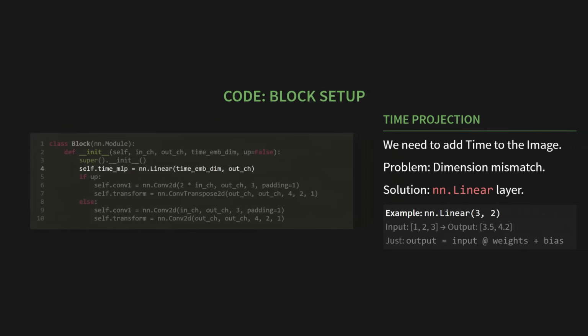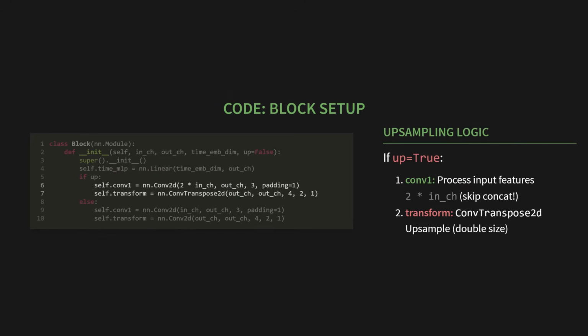This is the init method. The first thing to notice is self.time_mlp. This is just an nn.Linear layer. So why do we need this? Well, we have to add our time vector to our image tensor, but they have different dimensions. This is a dimension mismatch problem. The solution is this linear layer. It takes the time embedding, which might have a dimension of, say, 32, and projects it to have the same number of channels as the image, like 64 or 128. It's just a simple matrix multiply. Output equals input at weights plus bias. Problem solved.